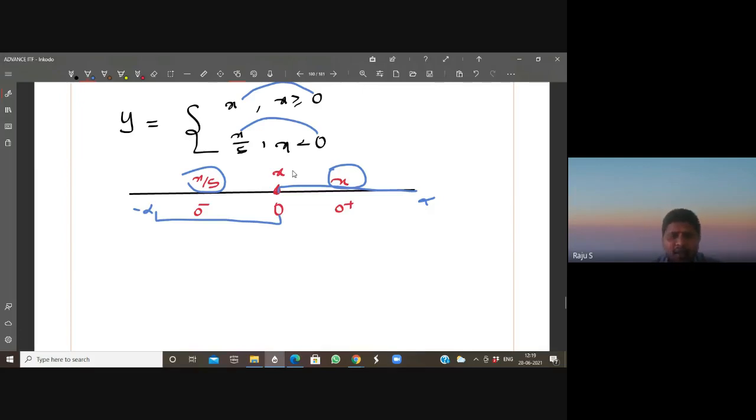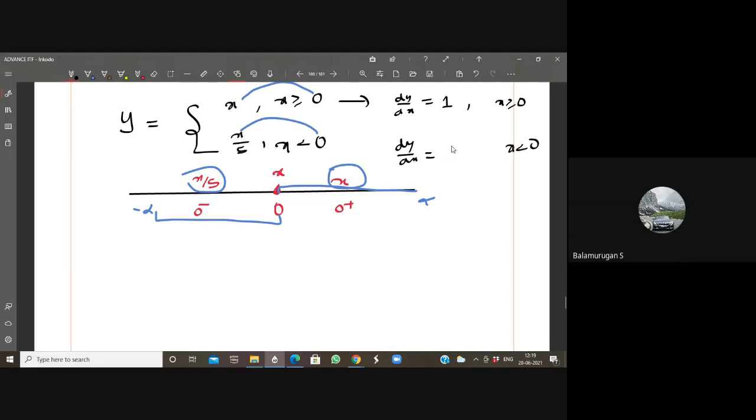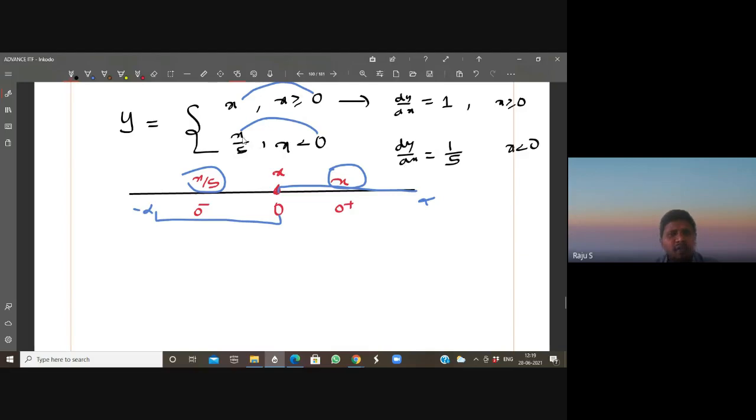x by 5 is linear. But is it differentiable? Differentiable means what to do here? Simple. Find dy by dx here. In this case, what is dy by dx? Differentiate. What is the derivative of x? 1, when x is greater than or equal to 0. What is dy by dx, students, when x is lesser than 0? Differentiate this x by 5. What is the value? The derivative of x by 5 is 1 by 5. The derivative of x is 1, and 1 by 5. So here, for x greater than or equal to 0, the right hand derivative we got is 1.